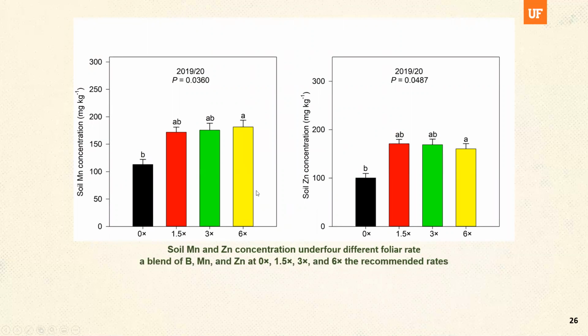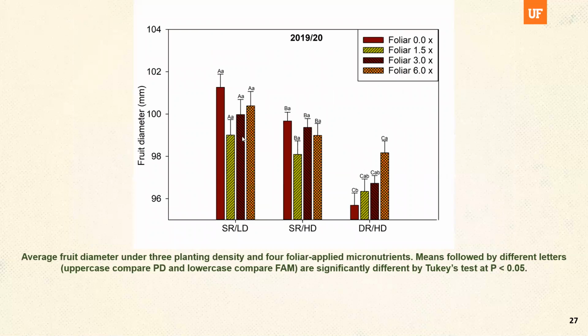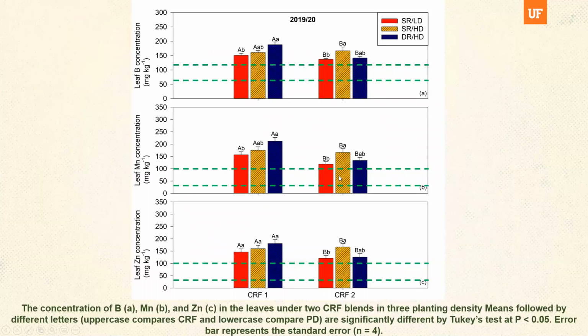The soil manganese concentration and soil zinc concentration increase with increase in foliar application of micronutrients could be because the foliar spray solution might have fallen onto the ground. Also, we observed some interesting interaction in which the fruit produced from single row low density planting were larger compared to other treatments. Also, the leaf nutrient concentration was higher in control versus formulation 1. It is obvious because we applied more micronutrients in formulation 1.